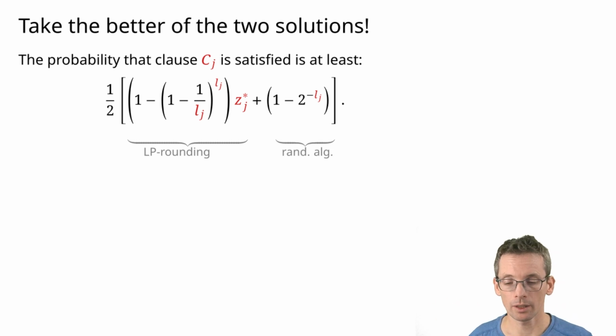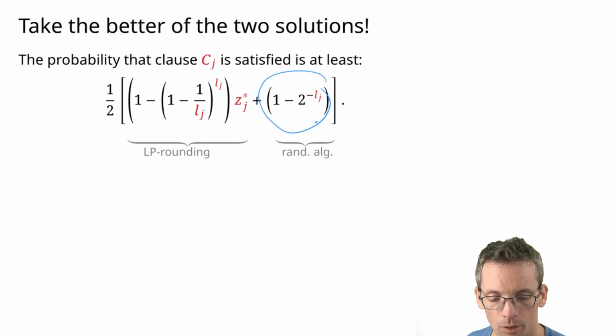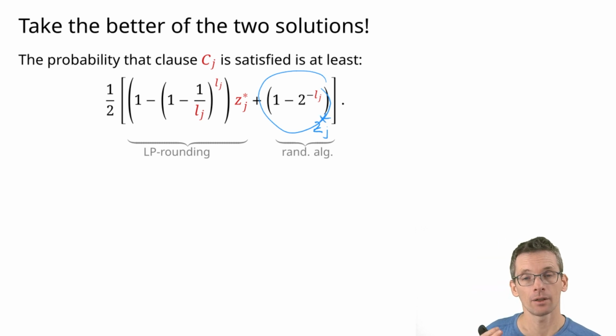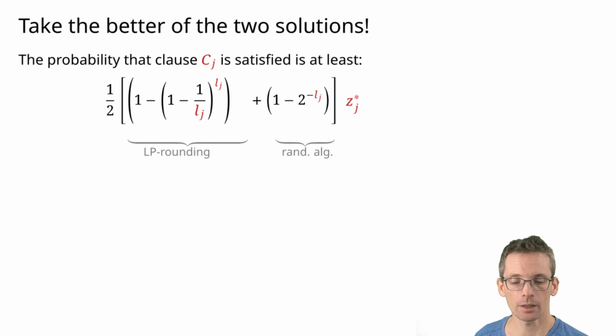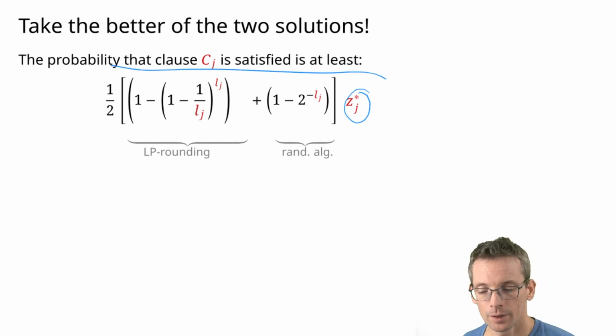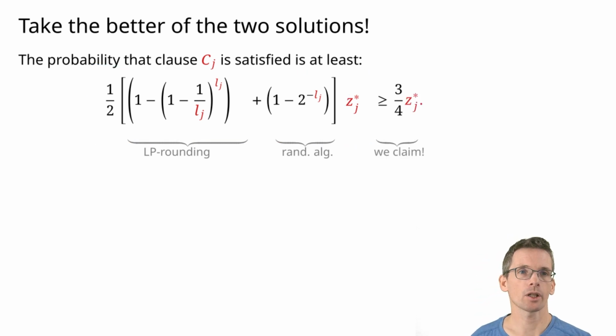We're now going to make it even weaker by multiplying the second part here also by Zj star. Zj star is smaller or equal 1, so by multiplying in this way, I'm making the probability only smaller. But now I can take the Zj star outside because both of them had it. And I'm going to prove that this expression is larger or equal 3/4 Zj star.